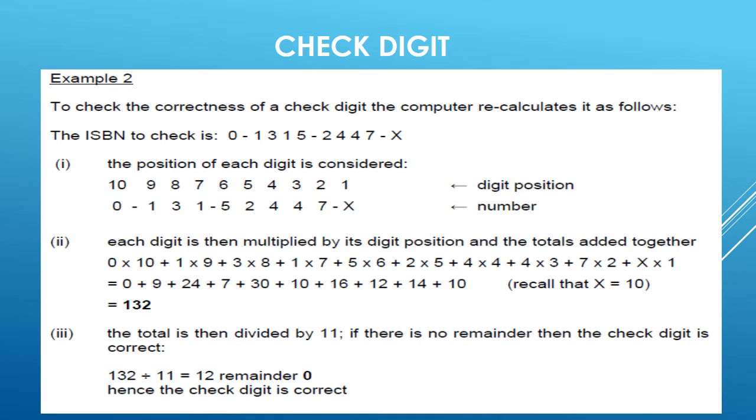The ISBN number is given. This is a different ISBN number, and X is given at the end, which is the indication of the check digit. In step 1, the position of each digit is considered. So on each ISBN digit, the position is entered. Then each digit is multiplied with its position number and the total is added together. In this way, we got the answer 132.